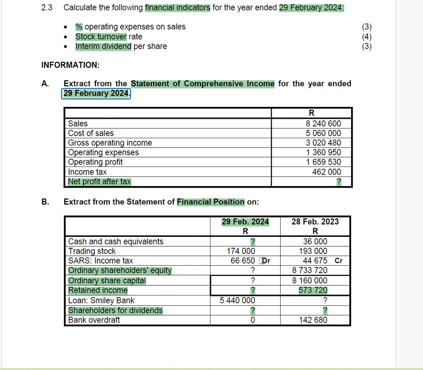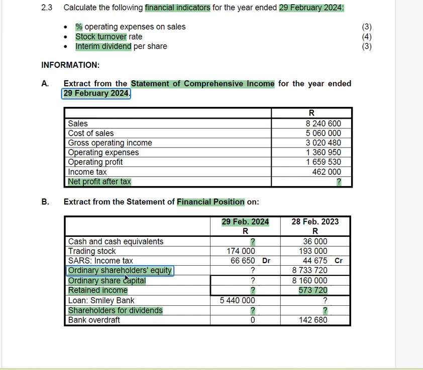66,650. So what does the current year entail? It entails that we have overpaid SARS in the current year. However, last year we had underpaid SARS. So that is the important thing about the income tax that we see here on the balance sheet.